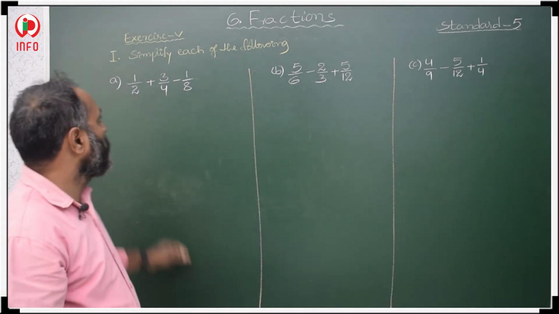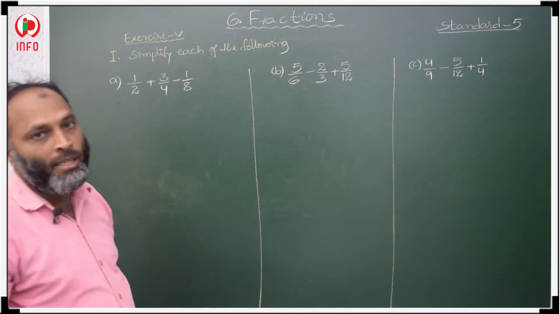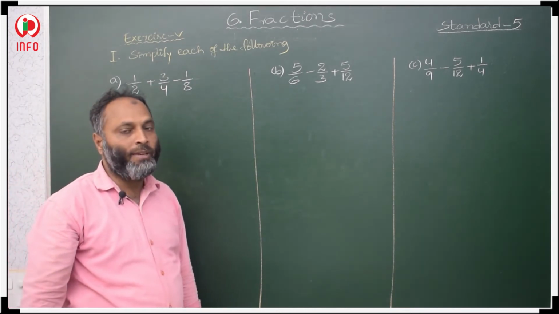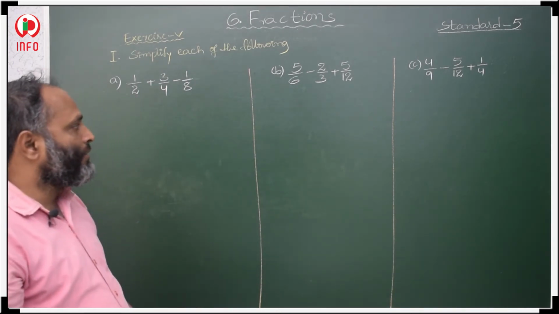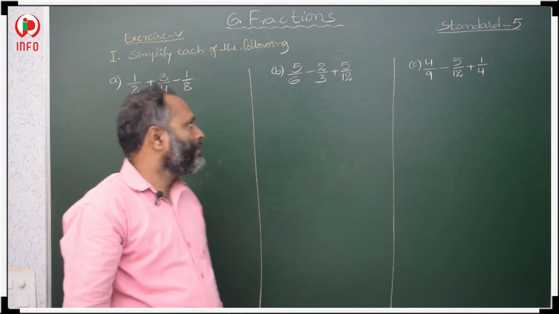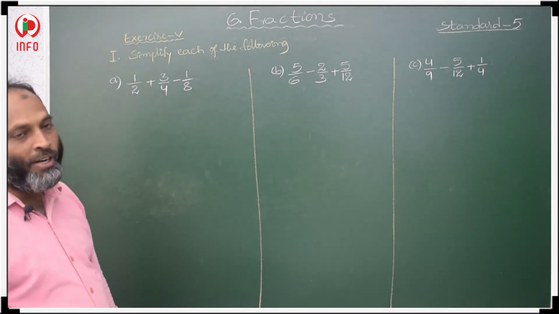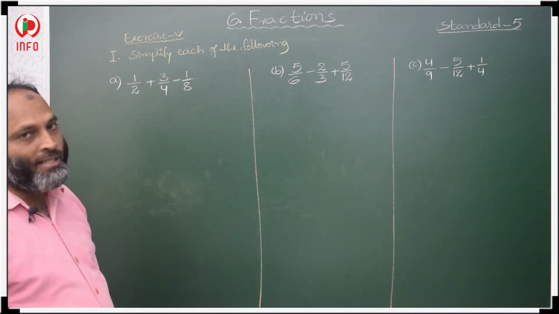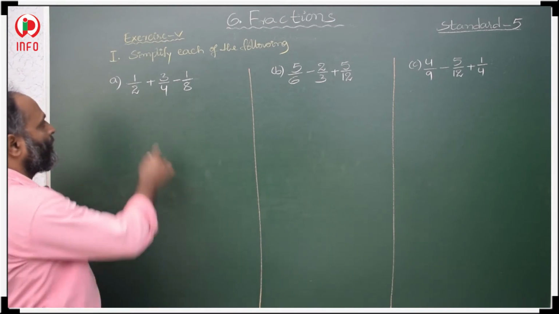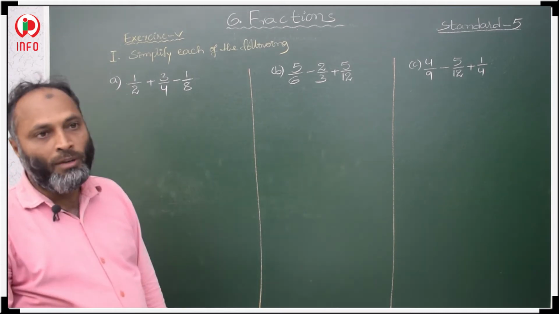Now, here see. Simplify each of the following. First, second, third, 3 questions were given. So, in this we have to simplify. Here the combination of addition and subtraction is given. So, we have to do according to the symbols given. If addition is given, we have to add; if subtraction is there, then we have to subtract. Then what we have to do? We have to convert the given fractions into like fractions.